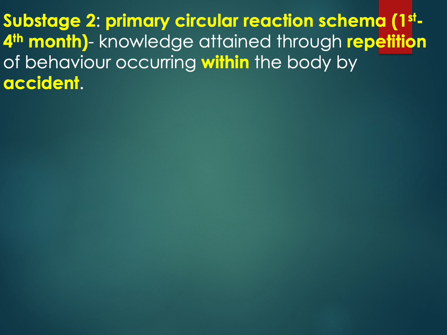We proceed to the second substage, which is the primary circular reaction schema, and it happens on the first 4 months of life. According to the primary circular reaction schema, knowledge is attained by the infant through repetition of behaviors that are occurring within the body by accident.